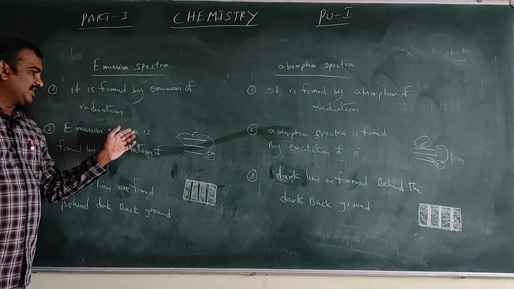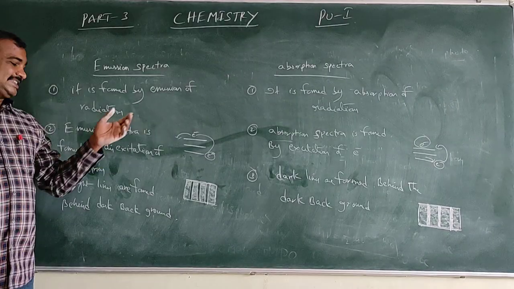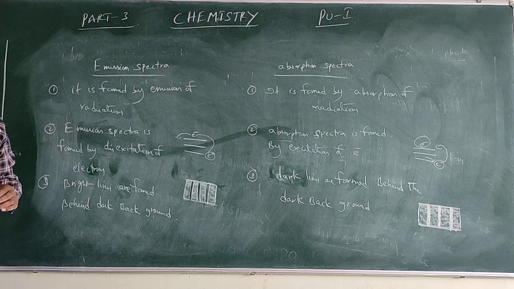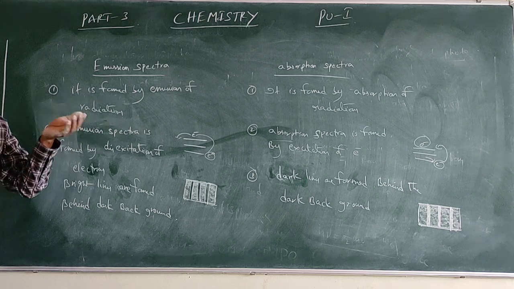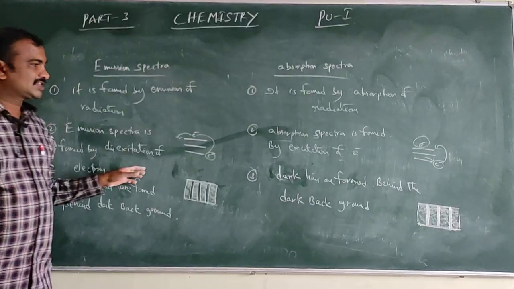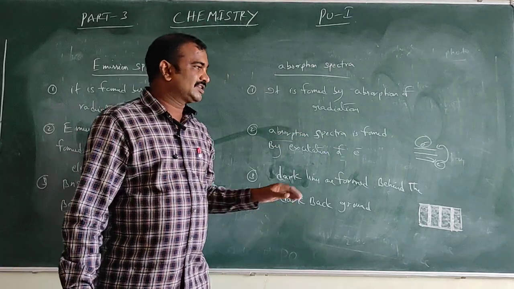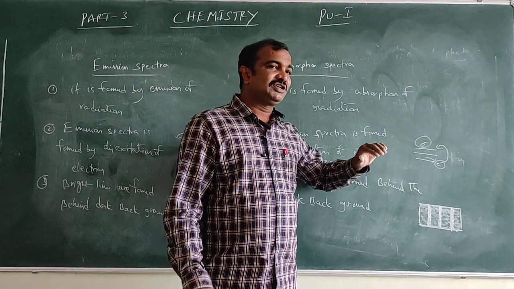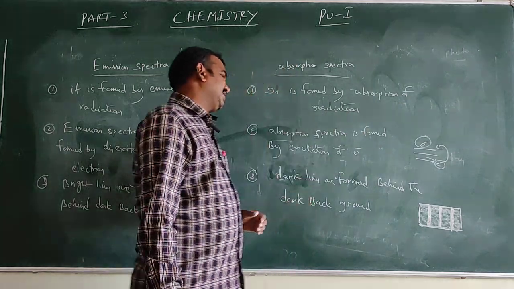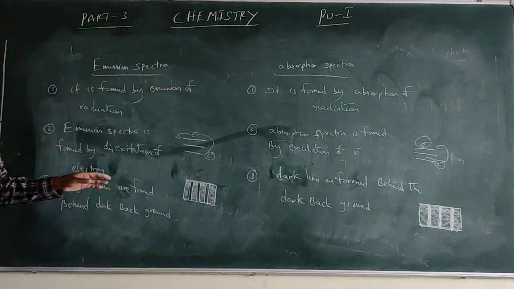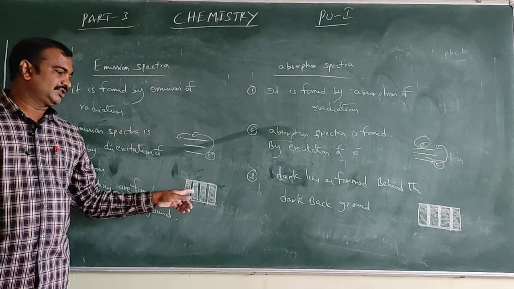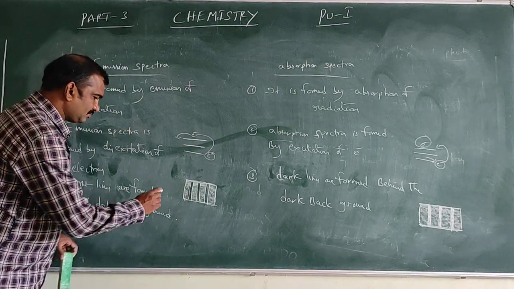Emission spectrum is formed by de-excitation of electrons. De-excitation means falling from a higher level to a lower level. Absorption spectrum is formed by excitation of electrons. Excitation means gaining energy and jumping from a lower level to a higher level. And here, bright lines are found behind the dark background. This is the example for this one.